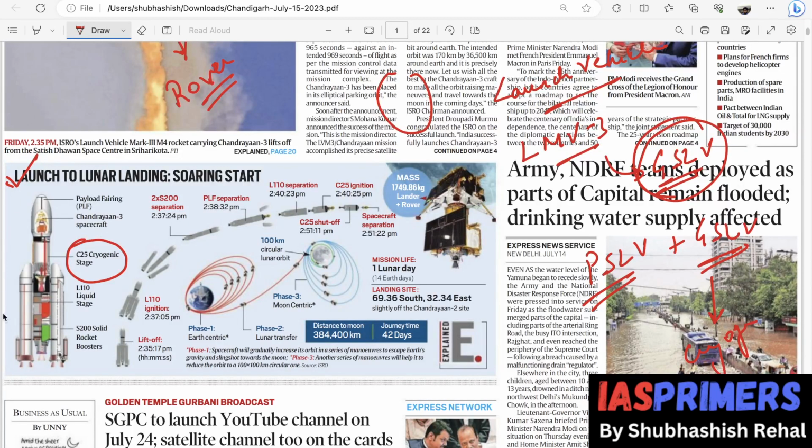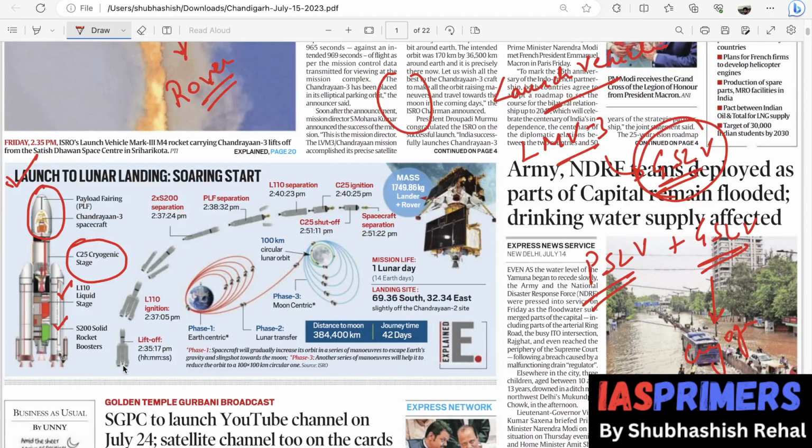Now let us look at the GSLV or the LMV3 type launch vehicle. What all types of engines are there? This can be important for your prelims. So it has a 3-stage engine. So first stage is solid rocket boosters. So solid fuel is there. Then there is liquid stage and then cryogenic stage. So these three things are there. And at the top, we have the payload, the thing that has to be delivered. In this case, the lander and rover.